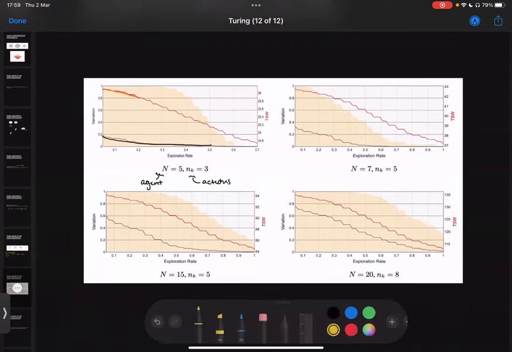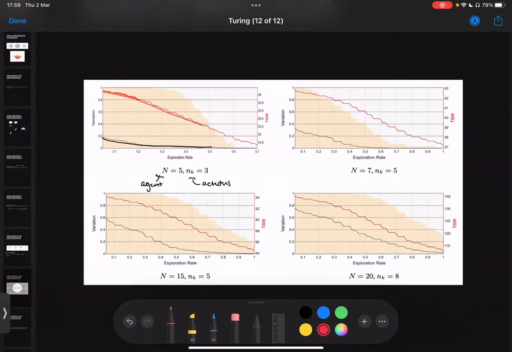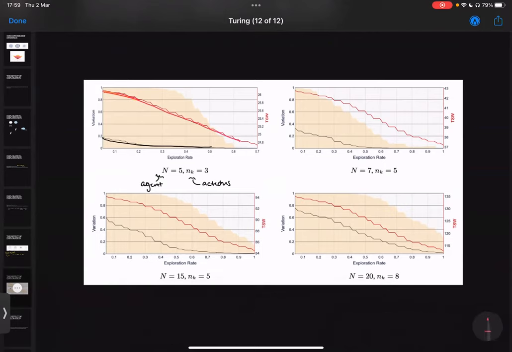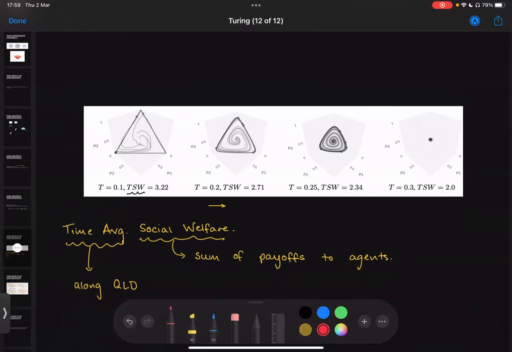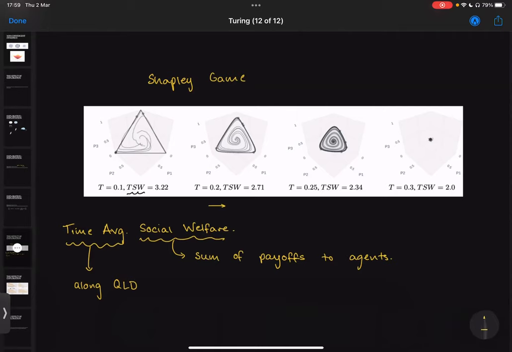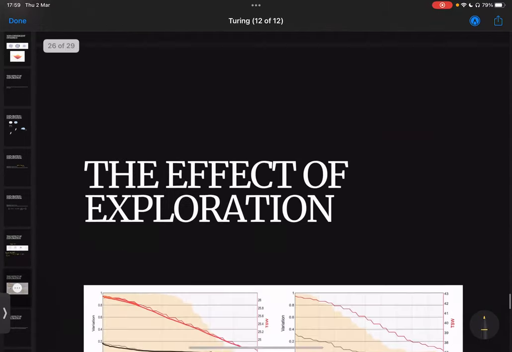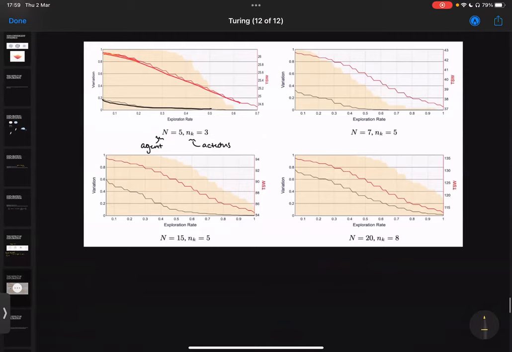The time average social welfare along these dynamics is decreasing, and it's decreasing monotonically. This seems to be a general phenomenon that we observe across a wide range of games. We were actually able to prove it for a very specific game, called the Shapley game. The details again aren't important. We were able to prove that as you increase the temperature, the system moves towards equilibrium, but as a result, you lose out on the time average social welfare. And then in experiment, we were able to see that as a general phenomenon.